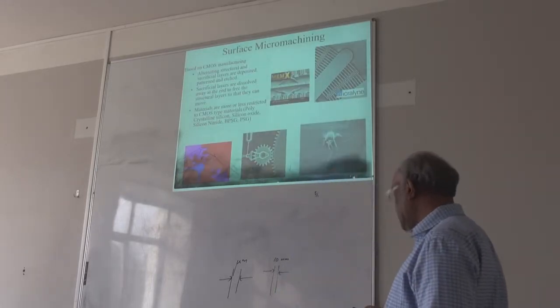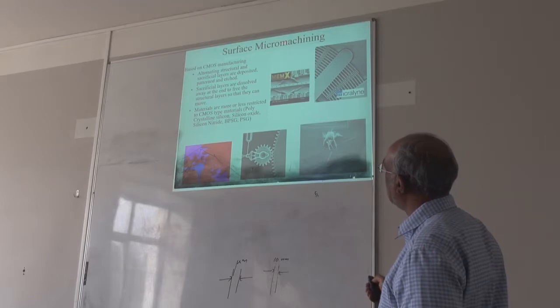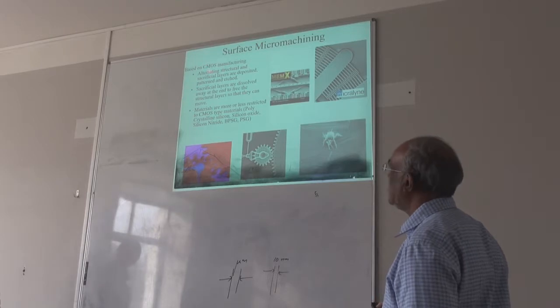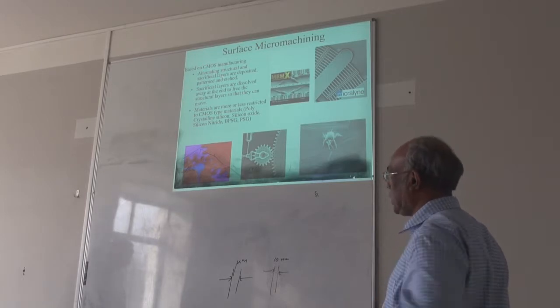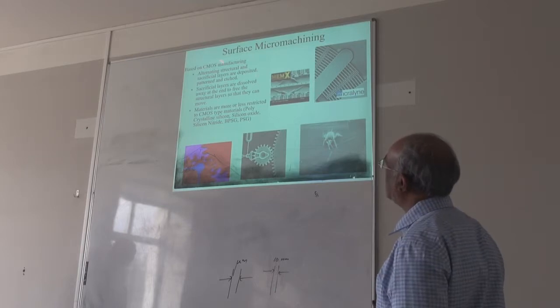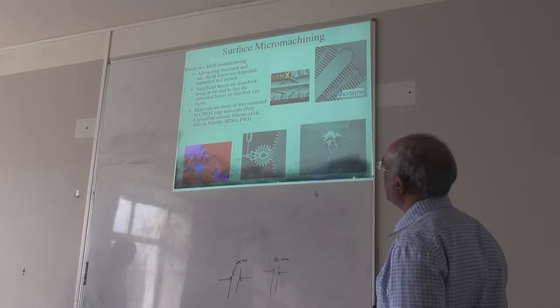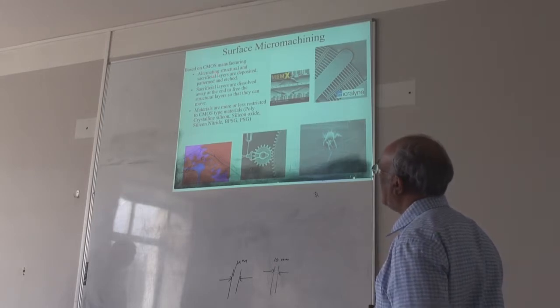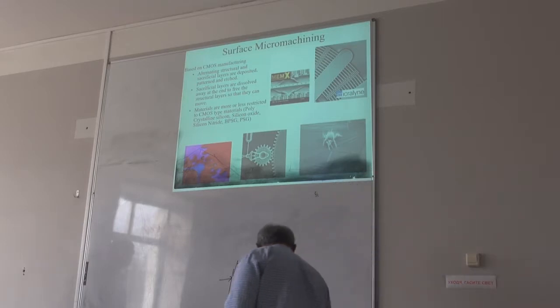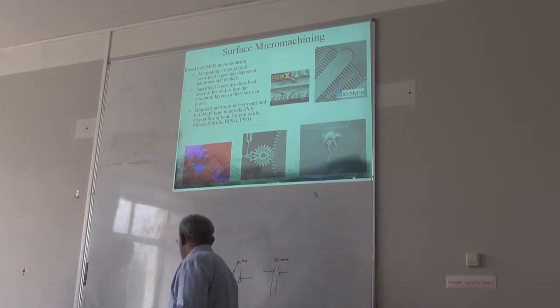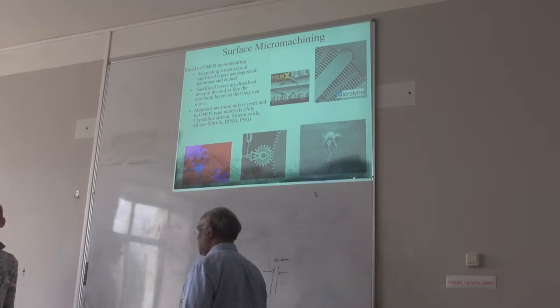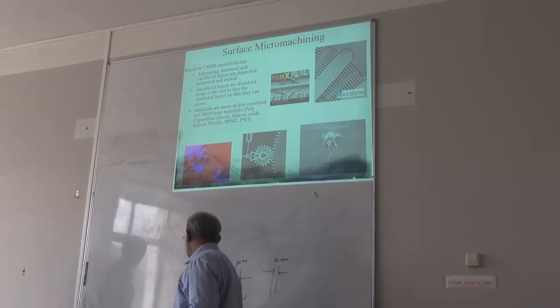So typical surface, first I talk a little bit about surface micromachining. This is mostly CMOS, complementary metal oxide semiconductor technology. In this technology, we usually use something called the structural layer and the sacrificial layer. So if you have something on the substrate, we use a sacrificial layer, so later you can remove it. Then we have the active layer.